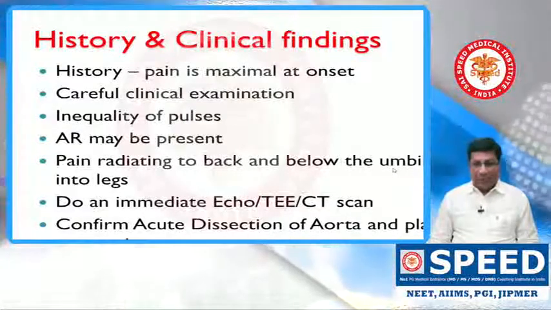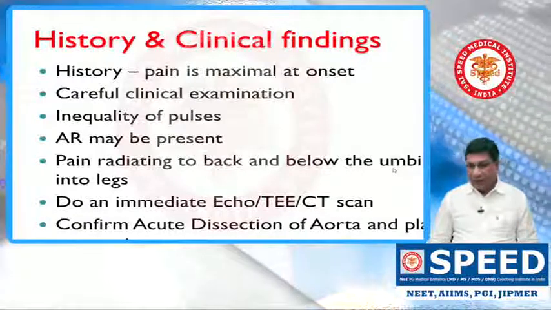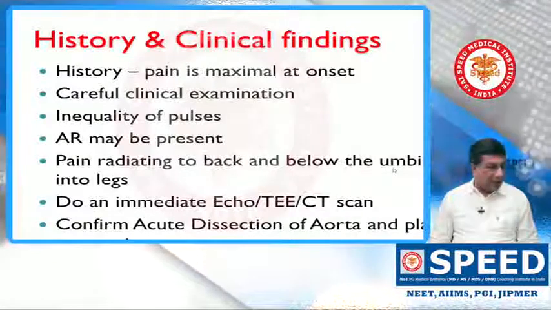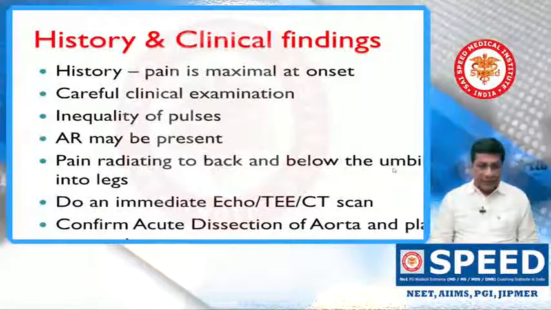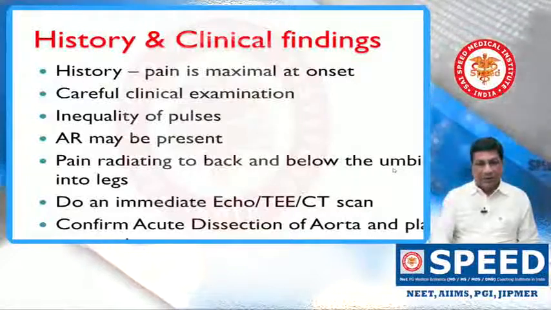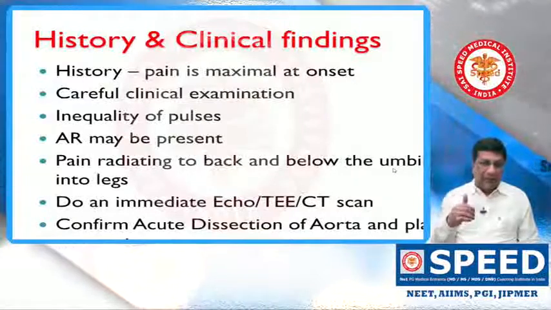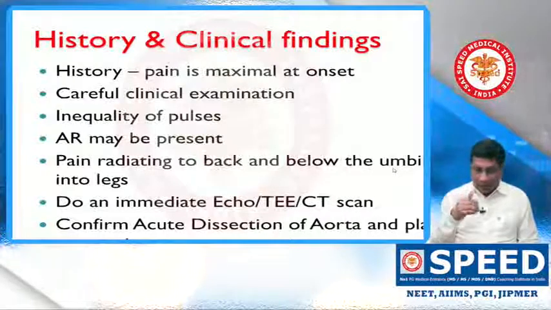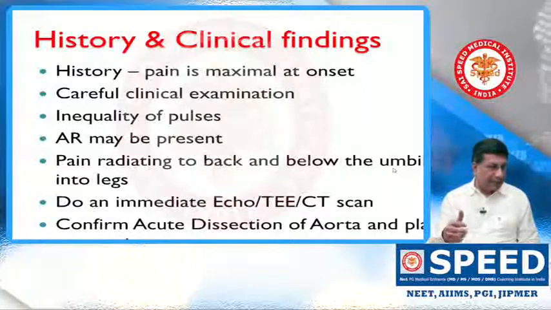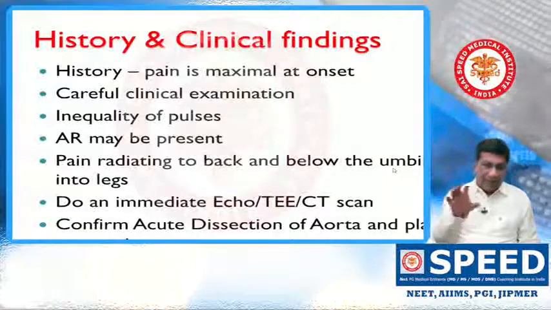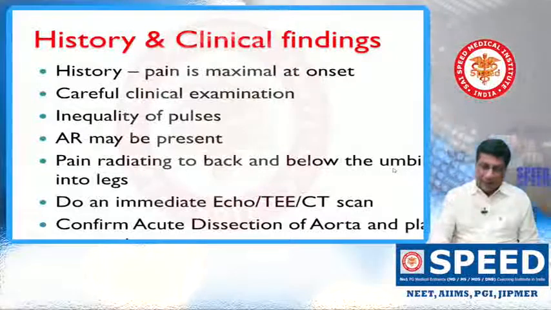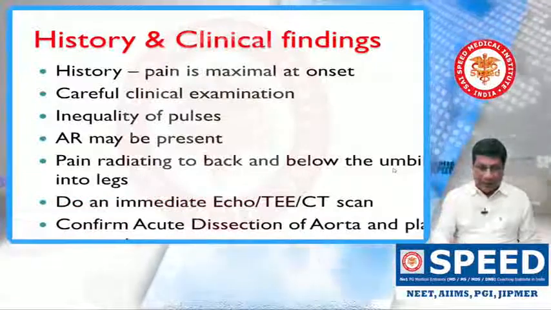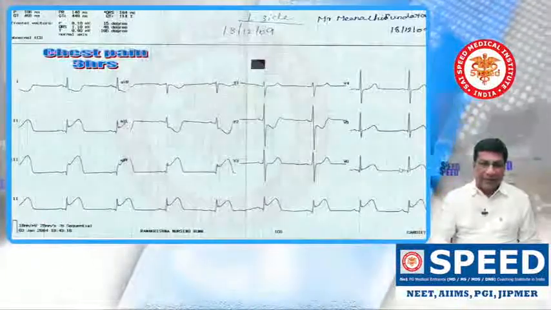If you suspect dissection, always do an echo, transesophageal echo or CT before you thrombolyse, because thrombolysis is contraindicated in dissection. If you think it's dissection, you should not thrombolyse the patient. So in any acute chest pain patient, look for these things. Apart from one or two cases, routinely if you do this clinical examination, you will not miss a dissection. These are the differences in presentation between dissection and acute myocardial infarction.